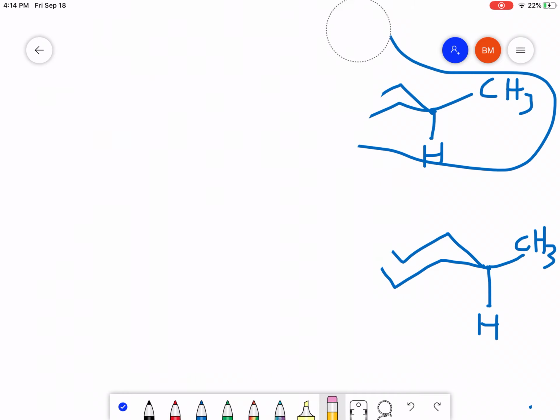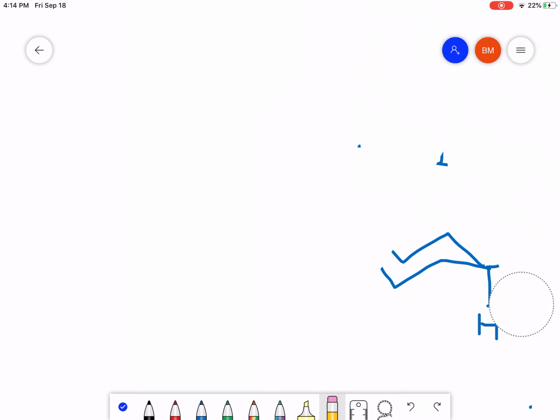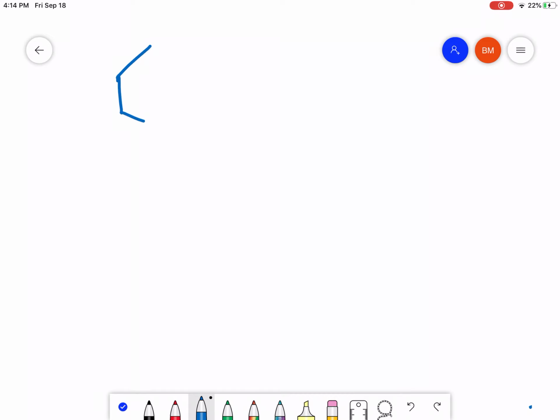Let me do one more, just as an example here. I haven't drawn anything on the middle carbons yet, so I feel like I should do that because people get kind of scared of drawing stuff in there, but it's fine. Let's say we wanted to do this.